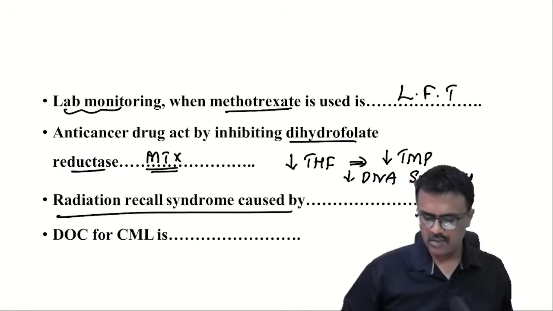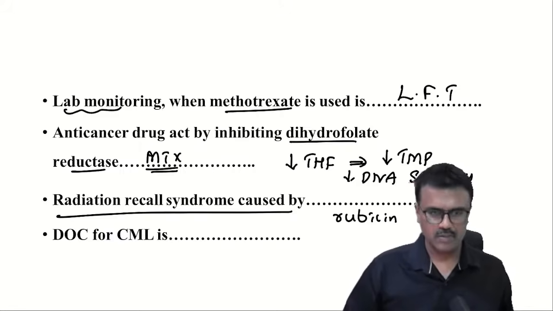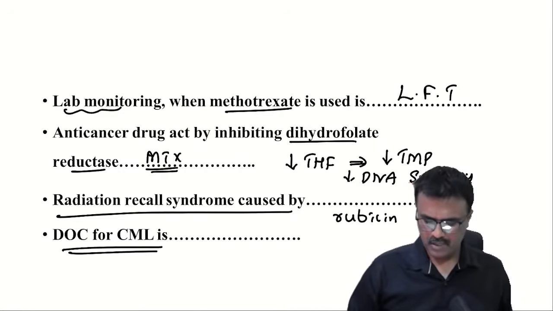Radiation recall syndrome is caused by the anthracyclines, that is rubicins, daunorubicin and doxorubicin. Drug of choice for CML is imatinib.